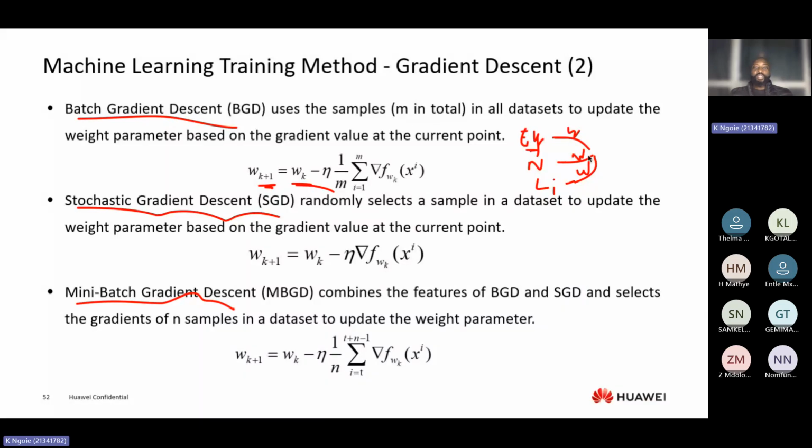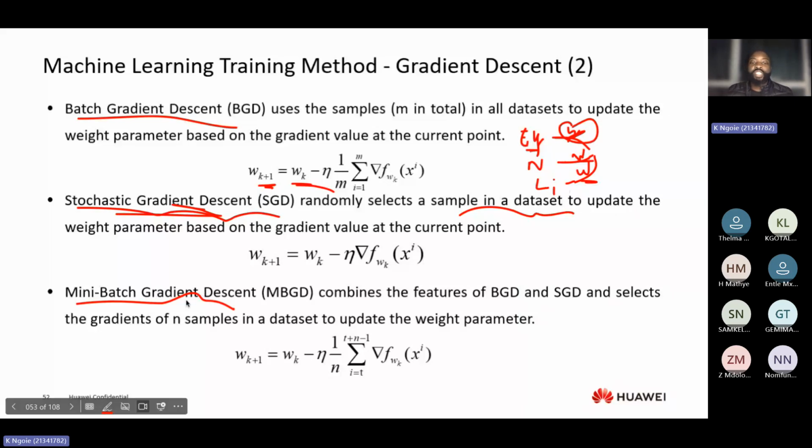Now, if we're dealing with batch gradient descent, it means we take the whole data set, all the samples, and we start updating this weight. We keep changing the weight until we get a good model. So we're changing the weight at the same time for all the samples. But in stochastic gradient descent, we'll just randomly select a sample in the data set and update the weight parameter. We update maybe for this one only and see how it's performing. That is stochastic gradient descent.